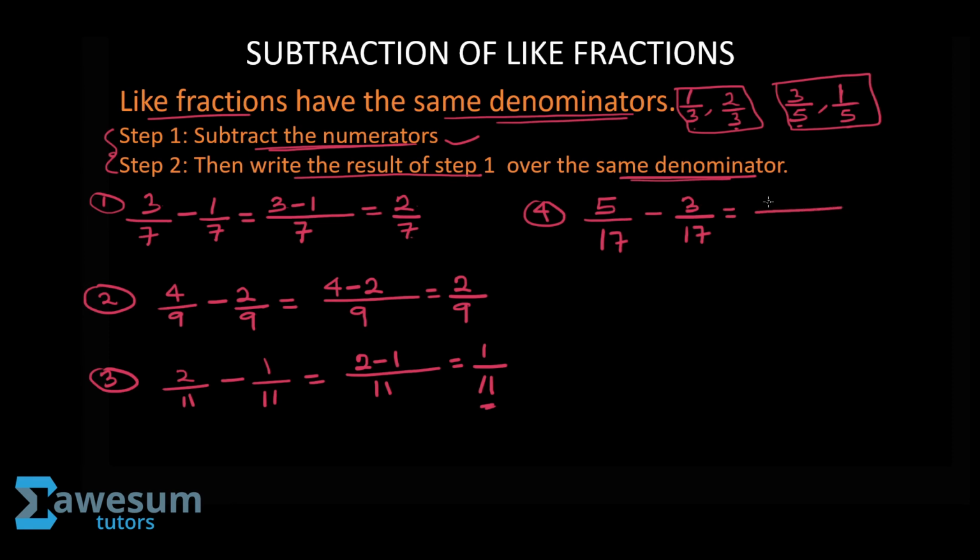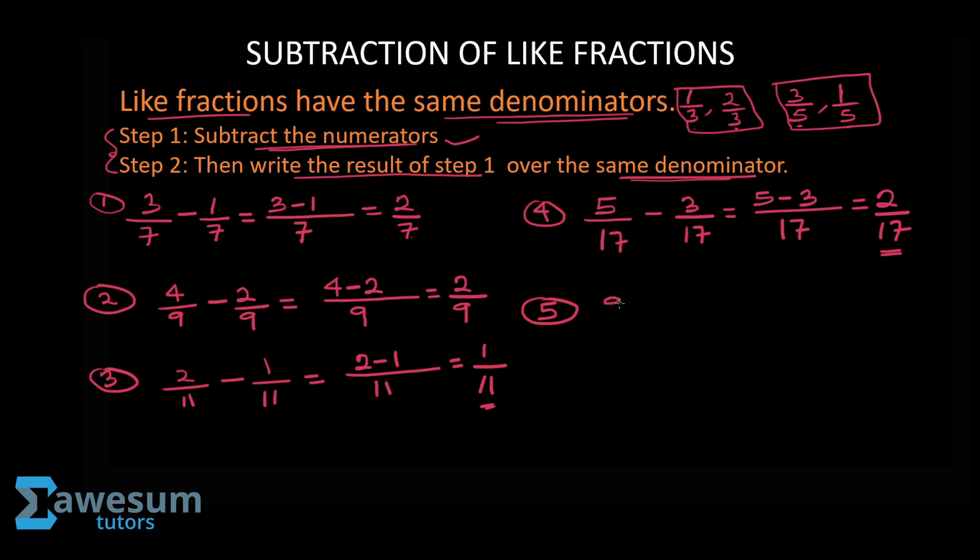The numerators are 5 and 3, so I will say 5 minus 3 over the same denominator, which is 17. 5 minus 3 is 2 over 17. Very good. This is pretty easy. So if there is anyone that still couldn't solve this question, let's attempt this again just to make sure you all understand this concept.